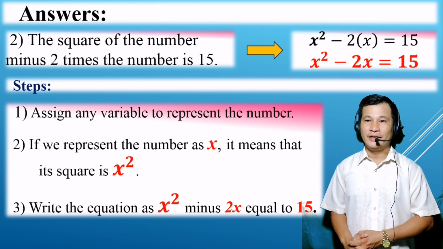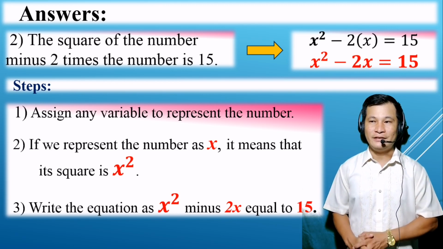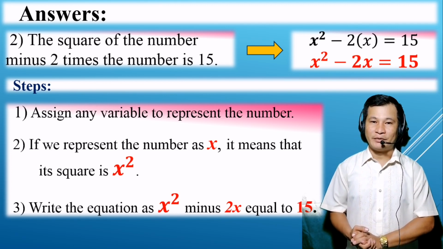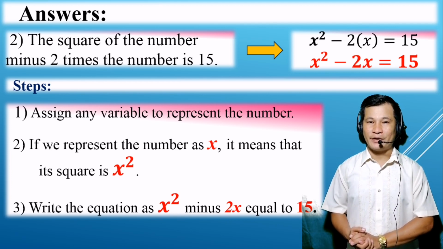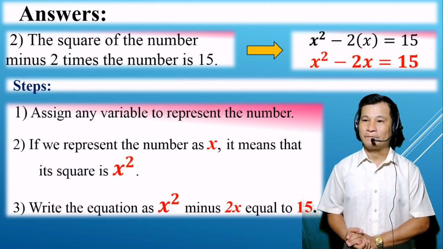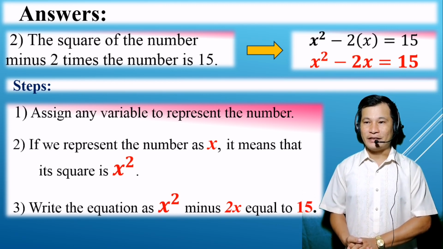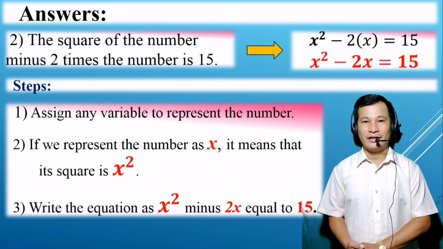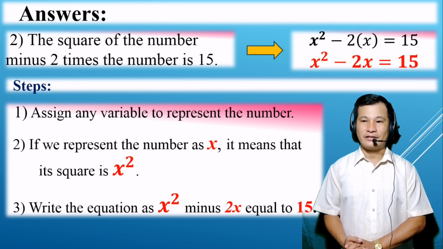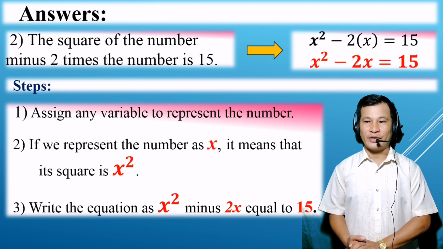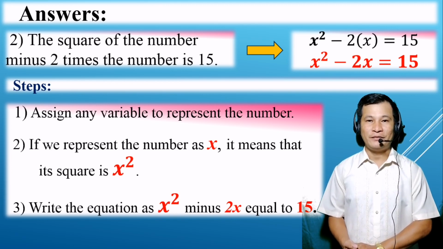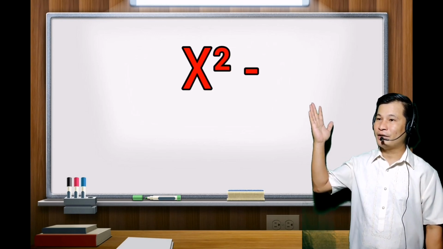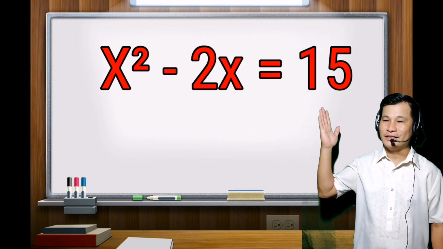For number 2, the given, the square of the number minus 2 times the number is 15. So step number 1, you are going to assign any variable to represent the number. Number 2, if we represent the number as x, it means that its square is x squared. And then step 3, write the equation as x squared minus 2x equals 15. Just like what you can see on screen, we have x squared minus 2x equals 15.